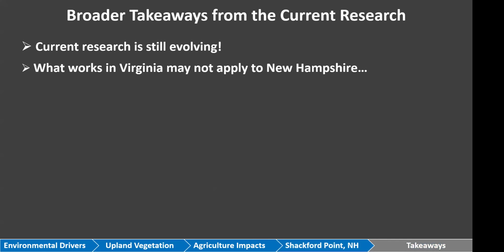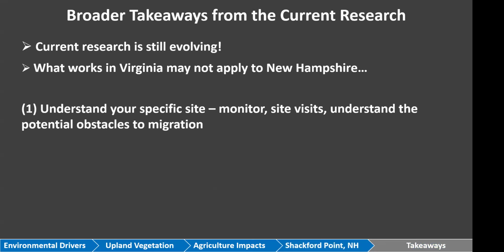I'd also like to highlight that what works in Virginia might not apply to New Hampshire or Oregon or Florida. Understanding your local site context in terms of climate, in terms of species distribution, whether it's the salt marsh or in the upland, or what your tidal amplitude or tidal range might be, is going to be really important in understanding a lot of your site.